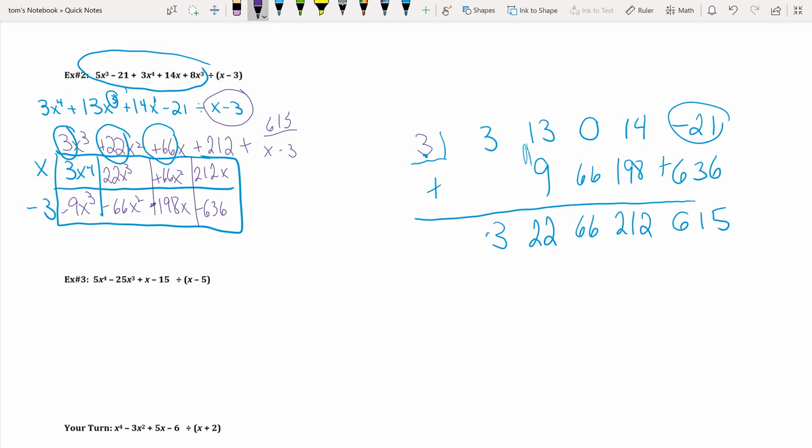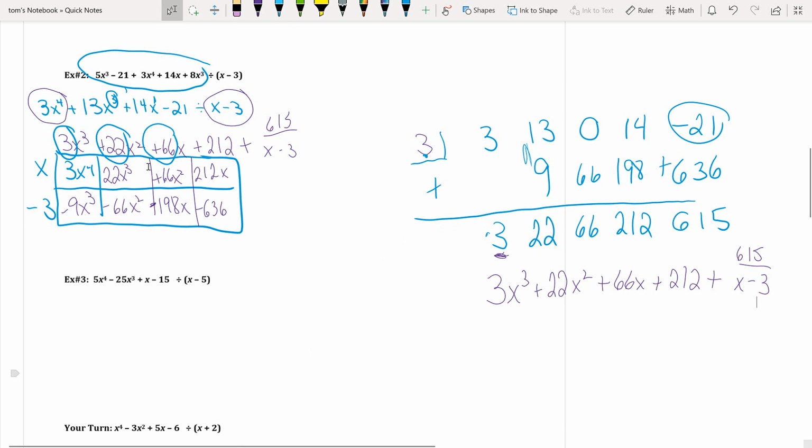And remember, these represent the coefficients. So how do we know what the 3 goes with? Look at your original problem. The original problem was an x to the 4th. Since we're dividing, we're just going to take it down a degree. So the 3 goes with x to the 3rd, and then we just go right down the line. Plus 22x squared, plus 66x, plus 212, plus a remainder of 615 over x minus 3.